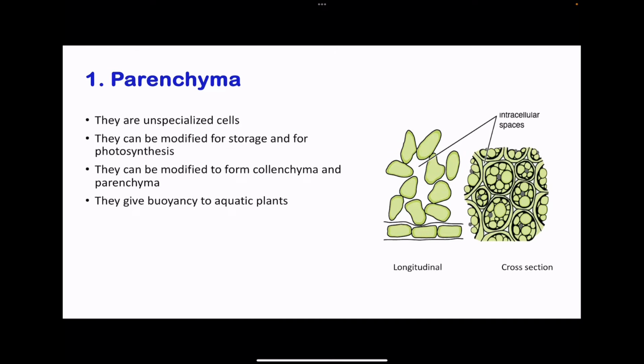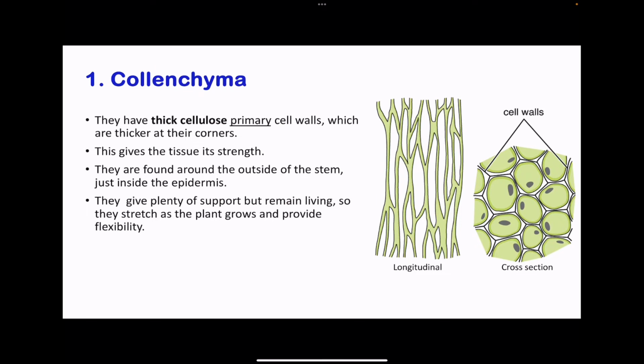Beginning with the parenchyma, these are unspecialized cells that can be modified for storage as well as for photosynthesis. They can also be modified to produce collenchyma as well as parenchyma. They give buoyancy to aquatic plants, and we can see this is how they look, the longitudinal as well as the cross-section.